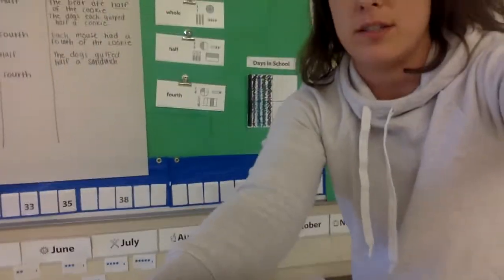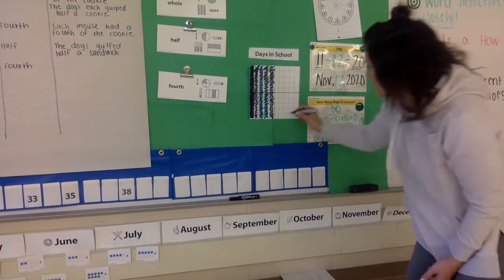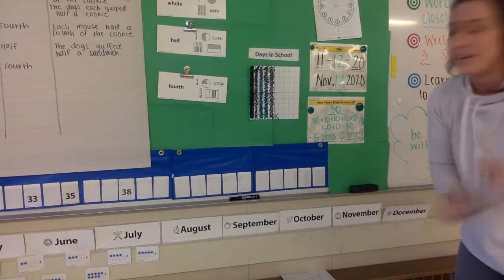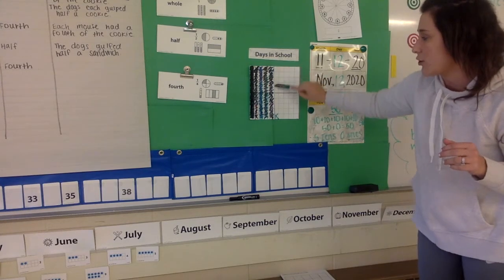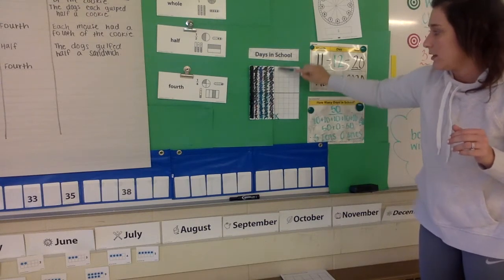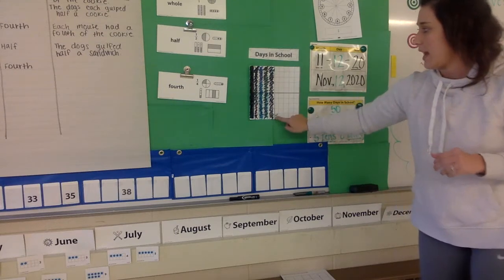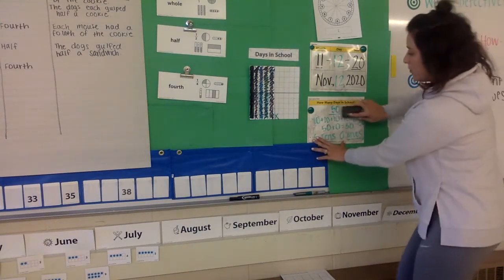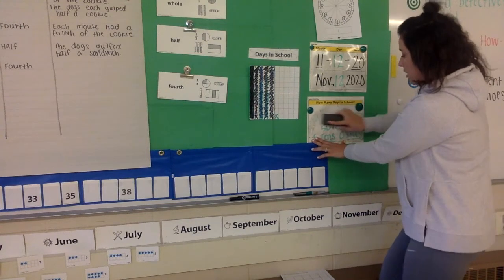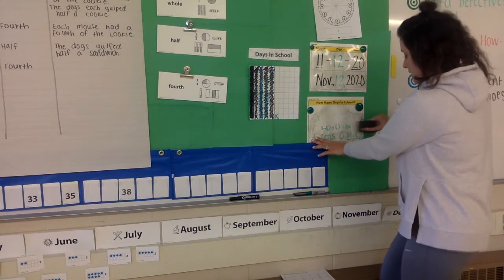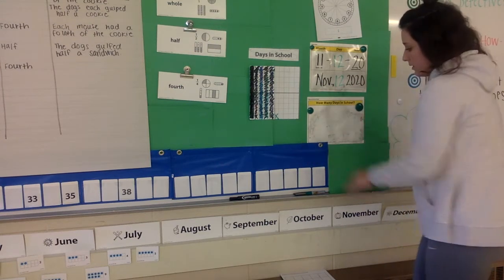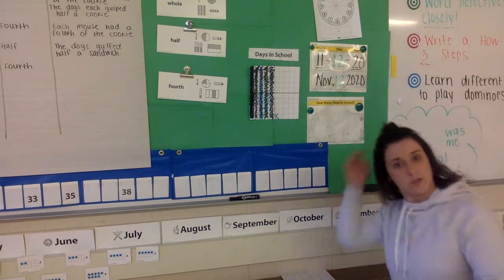Let's go to our days in school. So watch what I do. Remember, yesterday was 50. That was a big one. Now you can see I added an X on our new decade, or group of 10, our bundle. What is today? I'm going to erase this. I want you to think about what you notice. What do you notice?